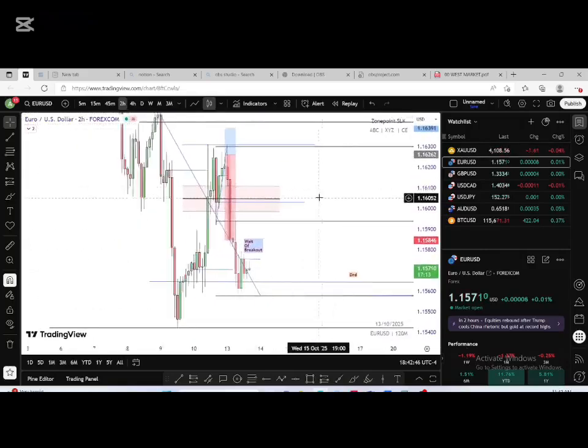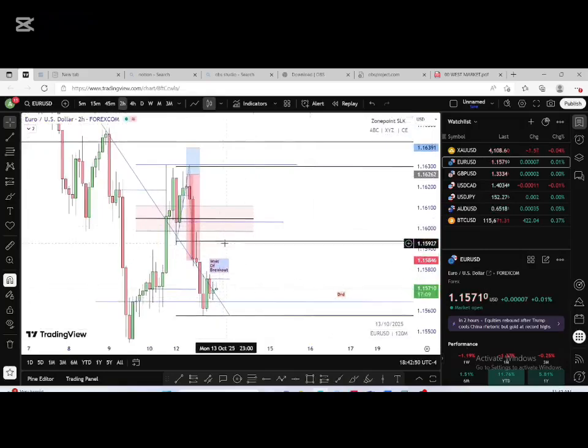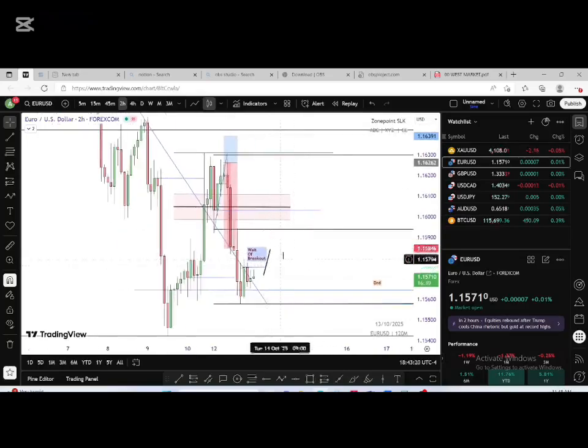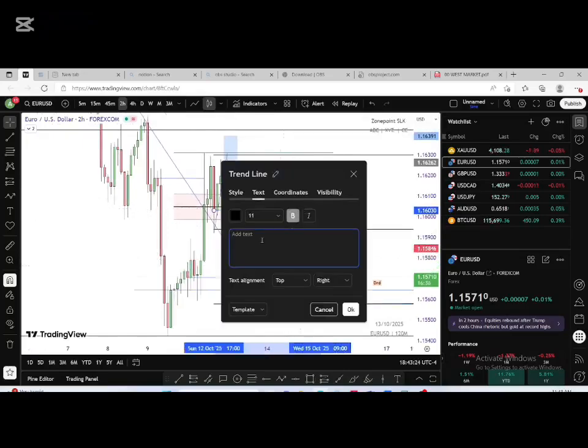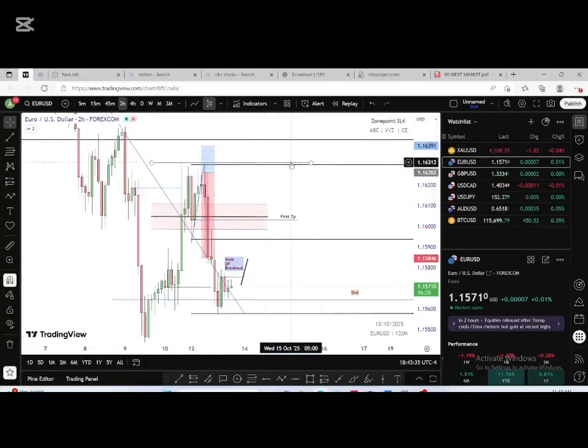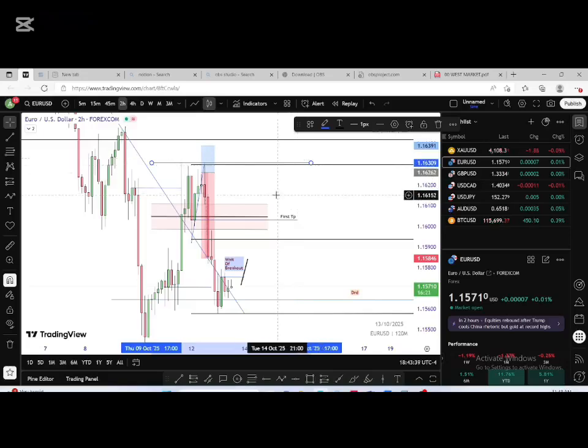What I'm actually waiting for is this breakout to the upside. Once I see a breakout to this upside, I'm doing what? I'm taking my buy. Sorry guys, once a breakout to this upside is confirmed, I'm taking my buy. I'll look for a retest, I'll look for a liquidity, and I'll take my buy from there. That's all. And if I'm taking my buy from there after I confirm that breakout, here will be my first CP, and this previous day high will be my overall CP.